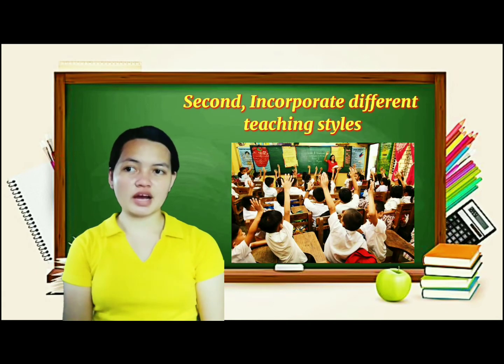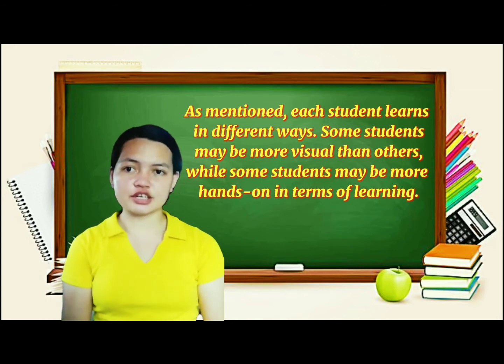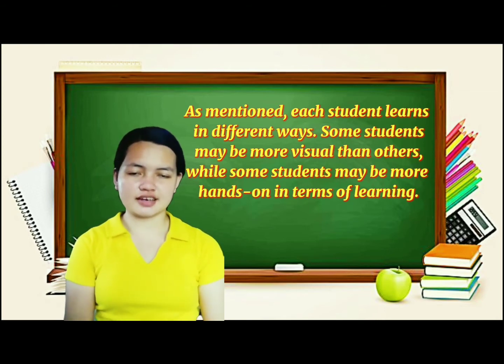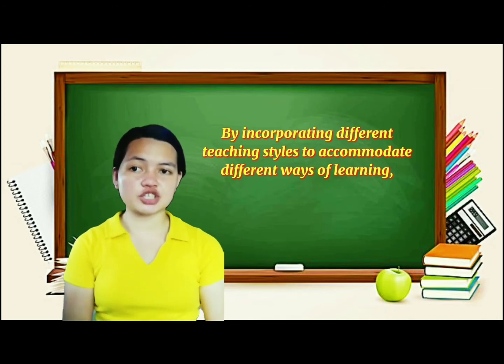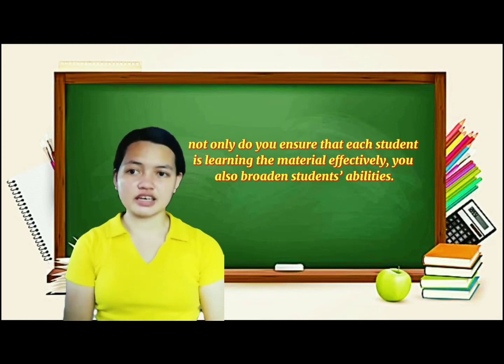So the second one is incorporate different teaching styles. As mentioned, each student learns in different ways. Some students may be more visual than others, while some students may be more hands-on in terms of learning. By incorporating different teaching styles to accommodate different ways of learning, not only do you ensure that each student is learning the material effectively, you also broaden students' abilities.